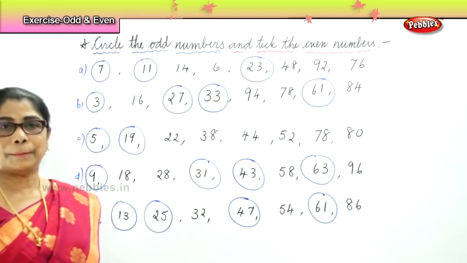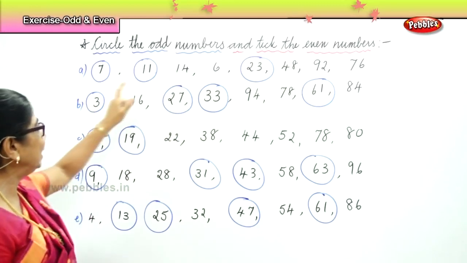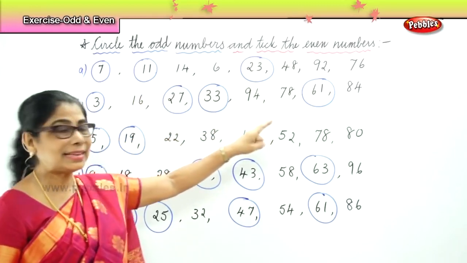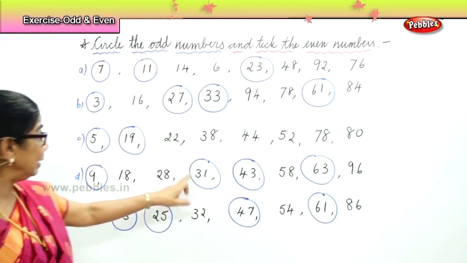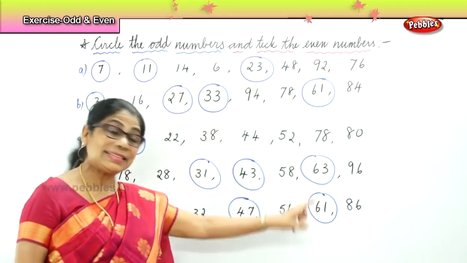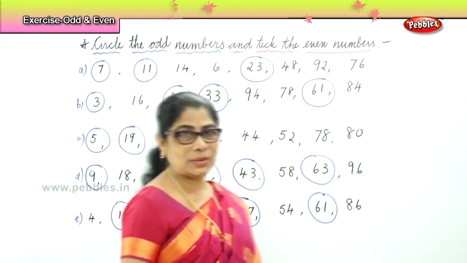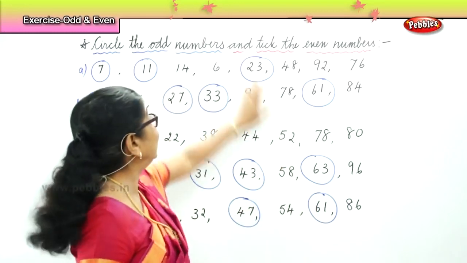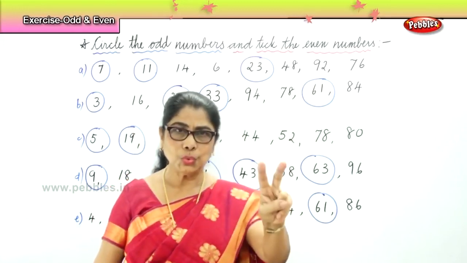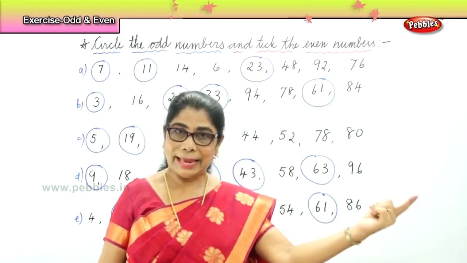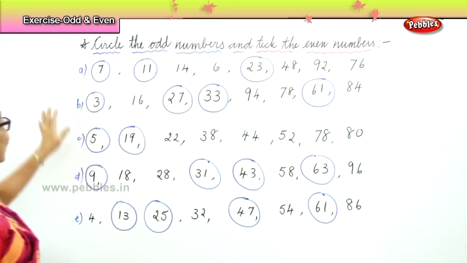Now, let's take all the even numbers. Now, odd numbers are 7, 11, 23, 3, 27, 33, 61, 5, 19, 9, 89, 31, 43, 63, 13, 25, 47, 61. Now, what did we say about the even numbers? They all have partners. Let's say aloud 2, then 4, 6, 8, and 10. 10 can be paired up. So they're all even.